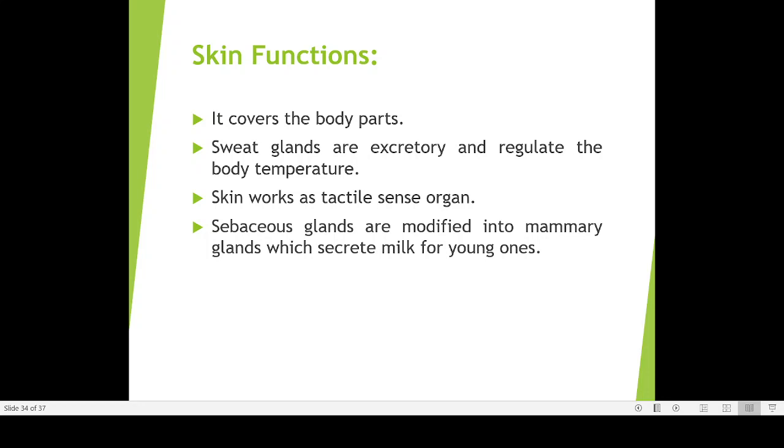Then in mammals, the sebaceous glands are also modified into mammary glands, which secrete milk for the young ones. So that is another function of the skin. The sebaceous glands of the skin are actually modified into mammary glands, and mammary glands produce milk for the nourishment of the young ones.